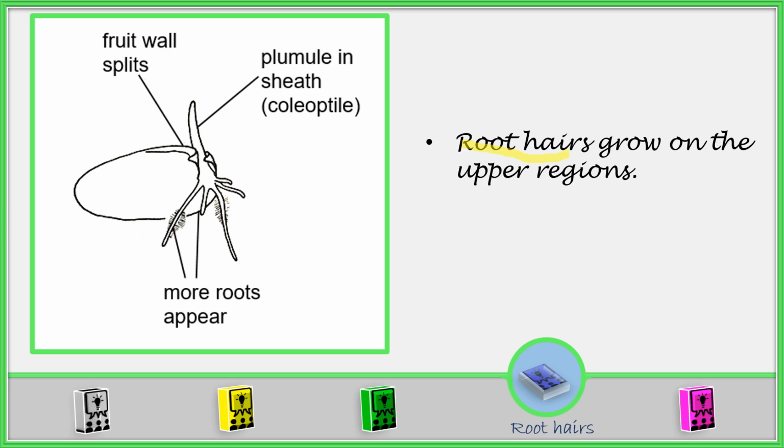The root hairs grow on the upper region. So you have here the radicle, which is growing downwards, and it has the root hairs growing on the upper region of the radicle. Of course, here the fruit has split, and also the plumule in the sheath, which we call the coleoptile, comes out of the seed.